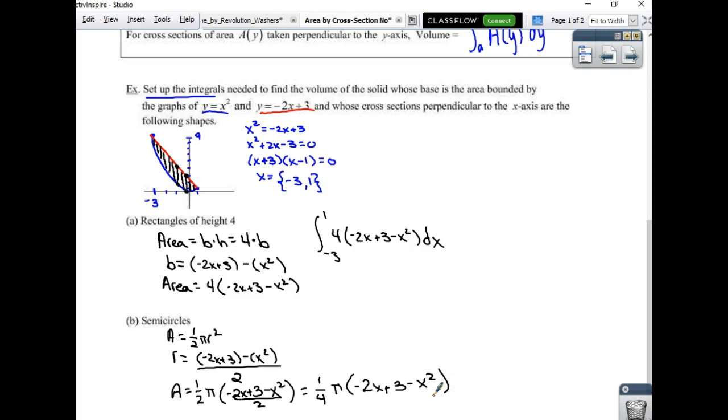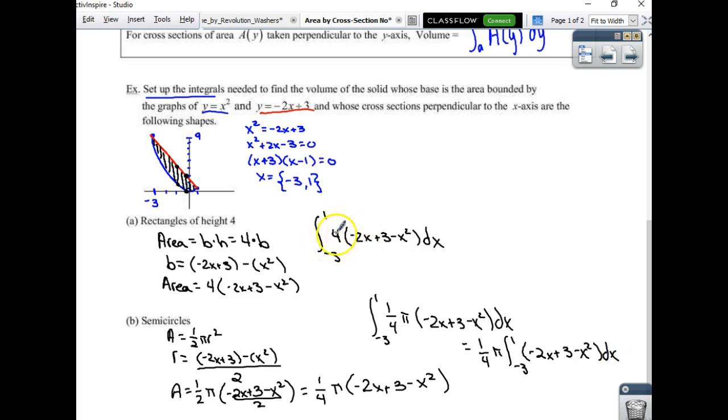So if that's my area function, then my volume is the integral from negative 3 to 1 of that particular equation, 1/4 pi times (negative 2x plus 3 minus x squared) dx. Done. Now the only thing I will point out, I may rewrite this slightly. I might call this 1/4 pi times the integral from -3 to 1 of (negative 2x plus 3 minus x squared) dx, because I like to factor out the constant. So here I may choose to factor the 4 out, but I won't try to factor anything else.